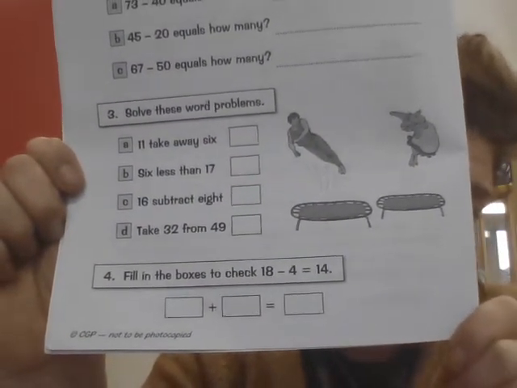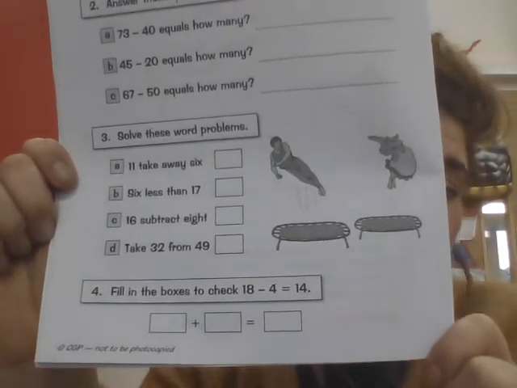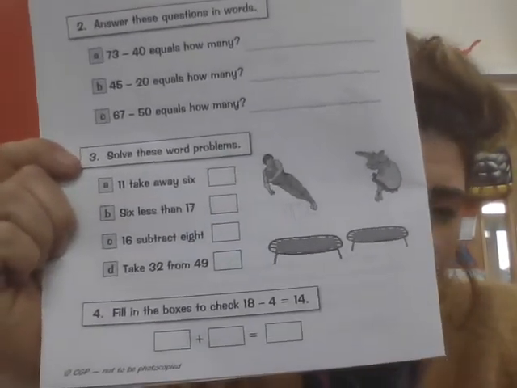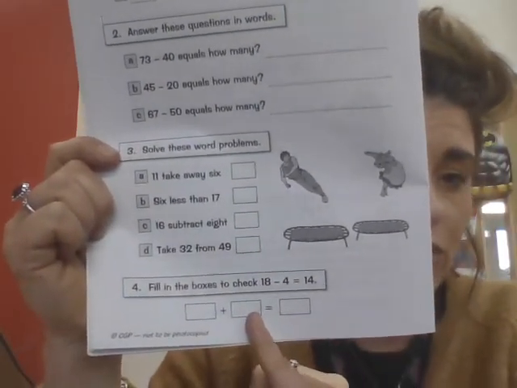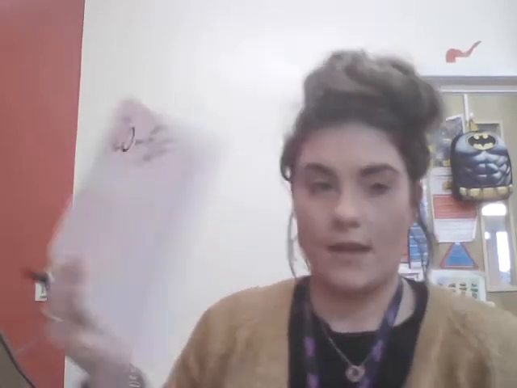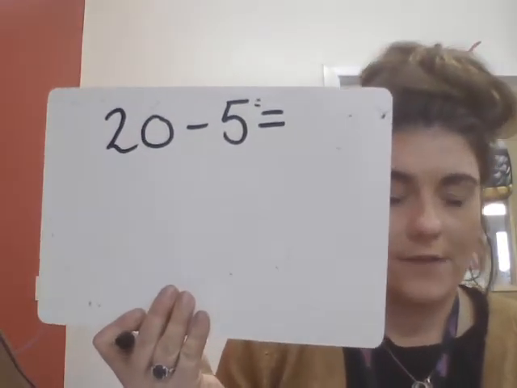It says, fill in the boxes to check 18 subtract 4 is 14. But the boxes underneath have got the addition symbol, and that's how we use the inverse to check. So I'm going to show you a couple more of those now. So we can use the opposite operation to check that our number sentence, our problem, is correct. The example gives you 18 subtract 4, so I'll give you a different one. 20 subtract 5 equals. Okay. So 20 subtract 5 equals.